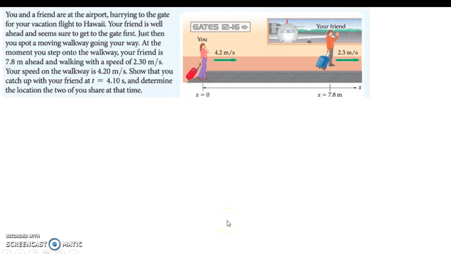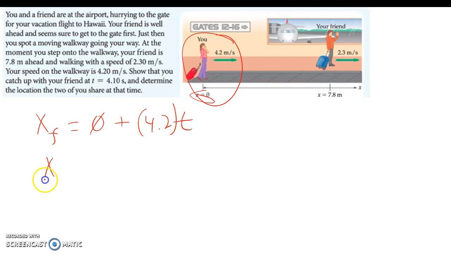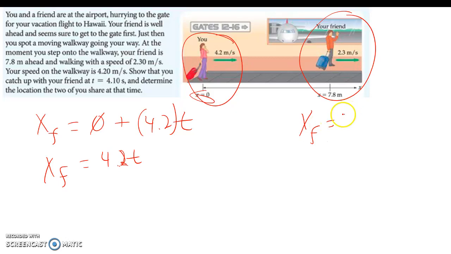So to start this, let's draw equations. Let's draw an equation for you first. Your final position will be your intercept, which is 0, plus your speed of 4.2 multiplied by t. So getting rid of that pesky 0, 4.2t. For your friend, we'll draw the equation. Final position is equal to 7.8 plus 2.3 times t.